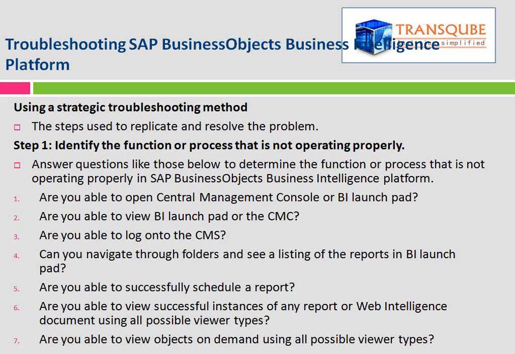Are you able to successfully schedule a report? If scheduling is not properly being done, it's a problem with the adaptive job server. The job server is not really functioning properly in order for you to schedule this document. It may be you are unable to look at the events. Although you created the events, they are not available for you while scheduling a document. In such a case, the probable scenario is that the event server might be down, or it might have some difficulties in discharging these events that you have created.